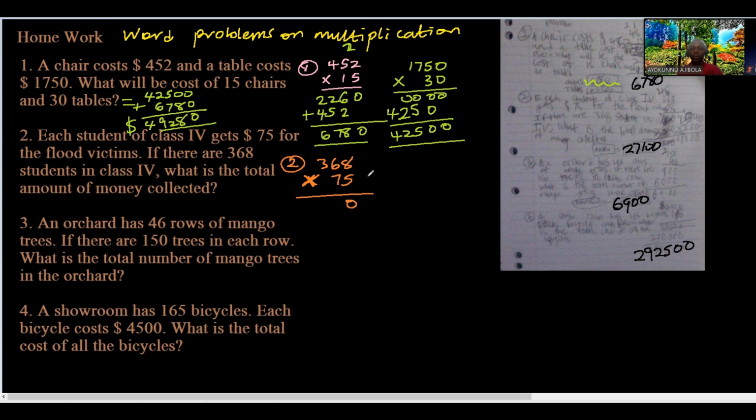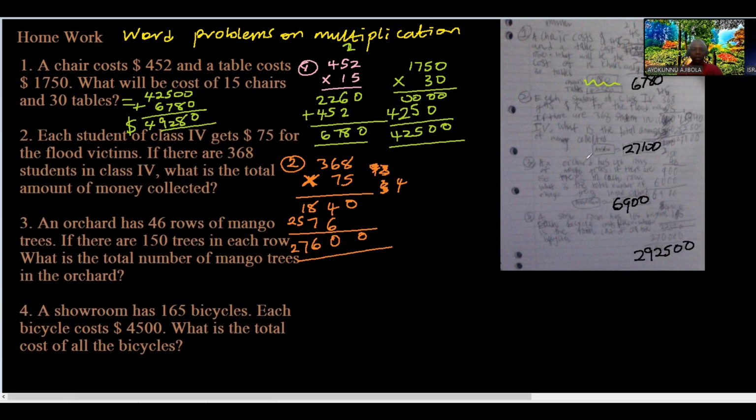5 times 8 is 40. So 5 times 6 is 30 plus 4. Keep 3. 5 times 3 is 15 plus 3, 18. Then 7 times 8 is 56. 7 times 6 is 42 plus 5, that's 47. Keep 4. And 7 times 3 is 21 plus 4, that's 25. We have 0. Then 10, 15, making 16, 6 making 7, and this is 2, 7, 600.